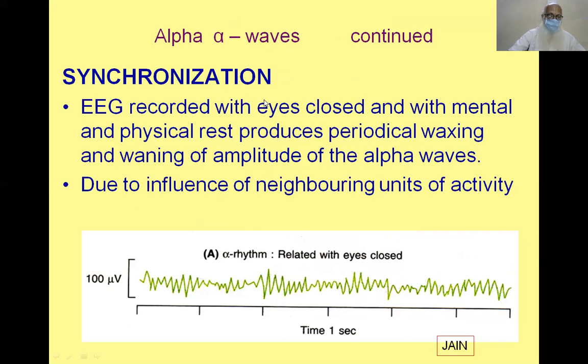Now, another thing, when such alpha waves are present, we also said that there is waxing and waning, an increase and decrease in the amplitudes. Now, this is called synchronization. So, when the EEG is recorded with eyes closed and with mental and physical rest, it produces periodical waxing and waning of amplitude of alpha waves. That's what is called synchronization. And this is due to the influence of neighboring units.